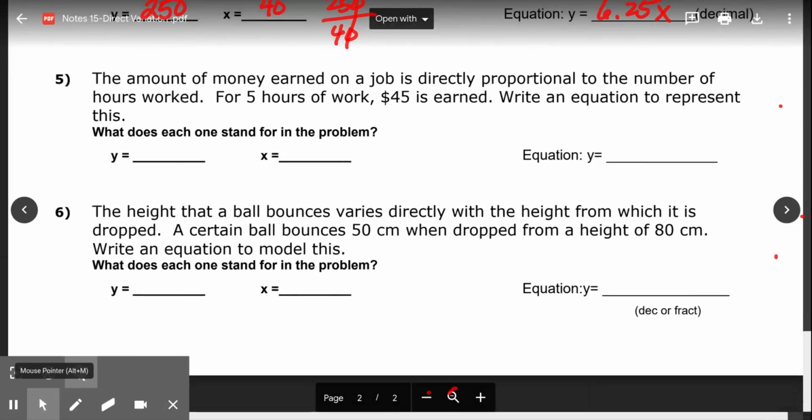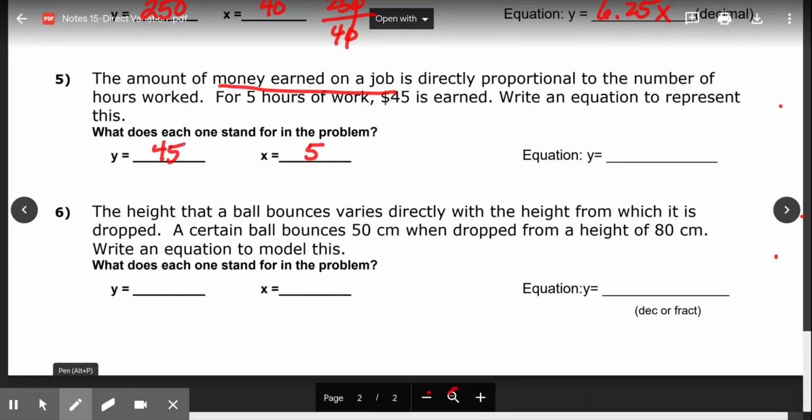All right, let's take a look at number 5. The amount of money earned on a job is directly proportional to the number of hours worked. For 5 hours, okay, so that's x, because remember, the money earned is your y, and $45 earned. So 45 divided by 5, the equation is y equals 9x.